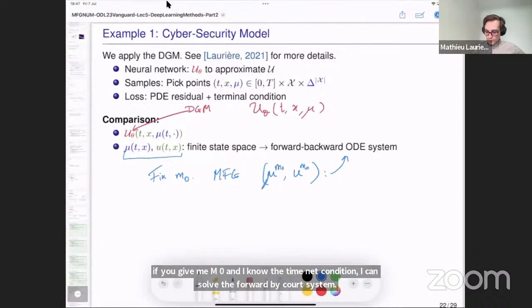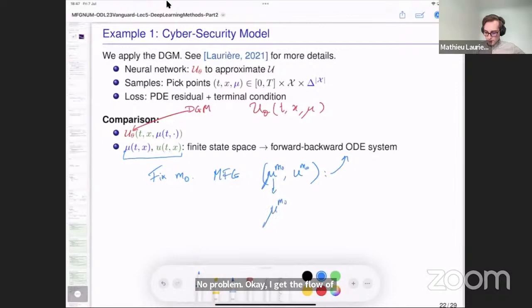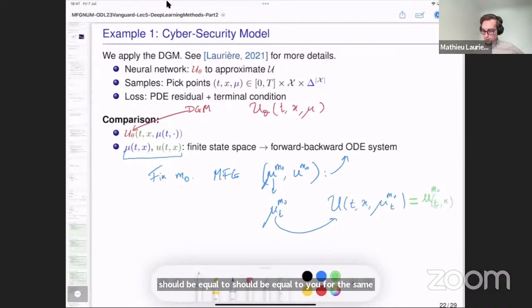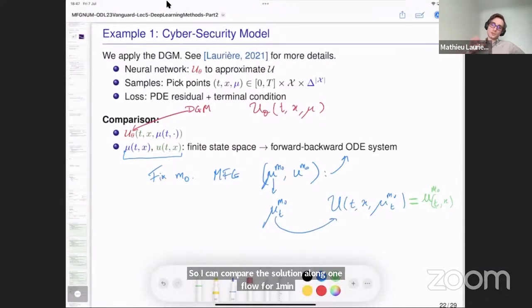Okay, I get a flow of distributions, so mu_t, and this one I can feed it in U. So U(t, x, mu), starting from M0, like this. And in principle, this should be equal to U for the same M0 at time t and position x, because that's how we define the master field actually. So I can compare the solution along one flow for one mean field game with one initial distribution. Okay, so if I fix the initial distribution, there is no problem.